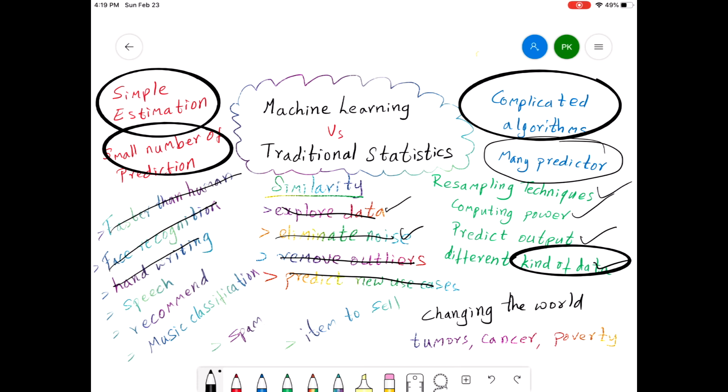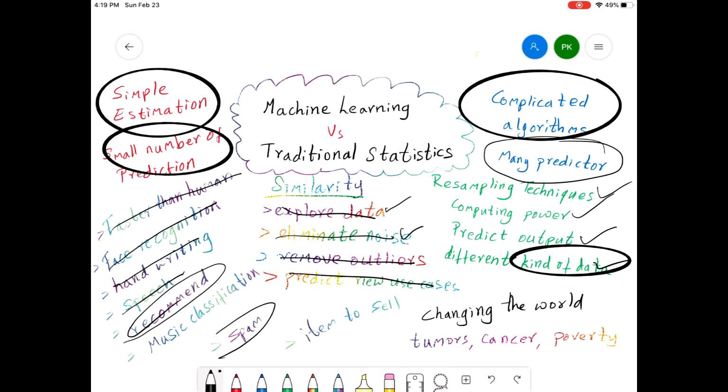Traditionally, statistics was used to recognize spam, and now we can do it in a better way. We can classify music into different genres. We can predict what items will sell, like how Amazon and Walmart are doing.